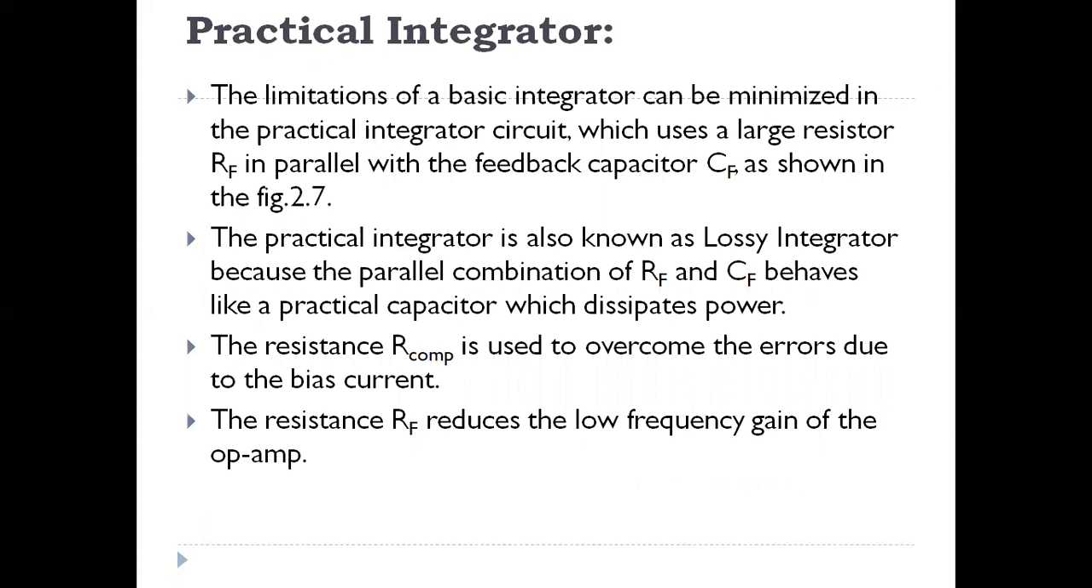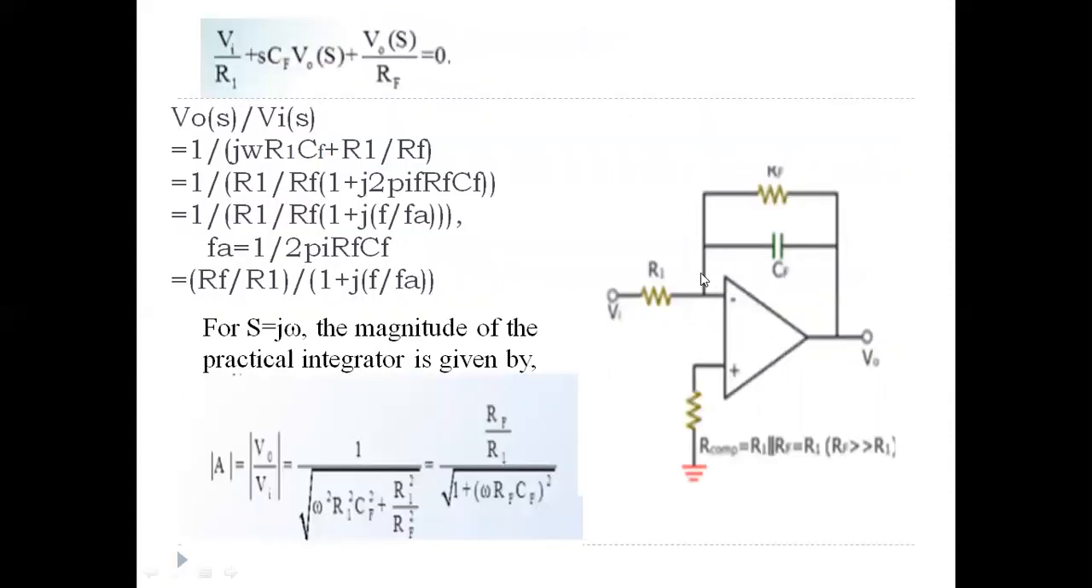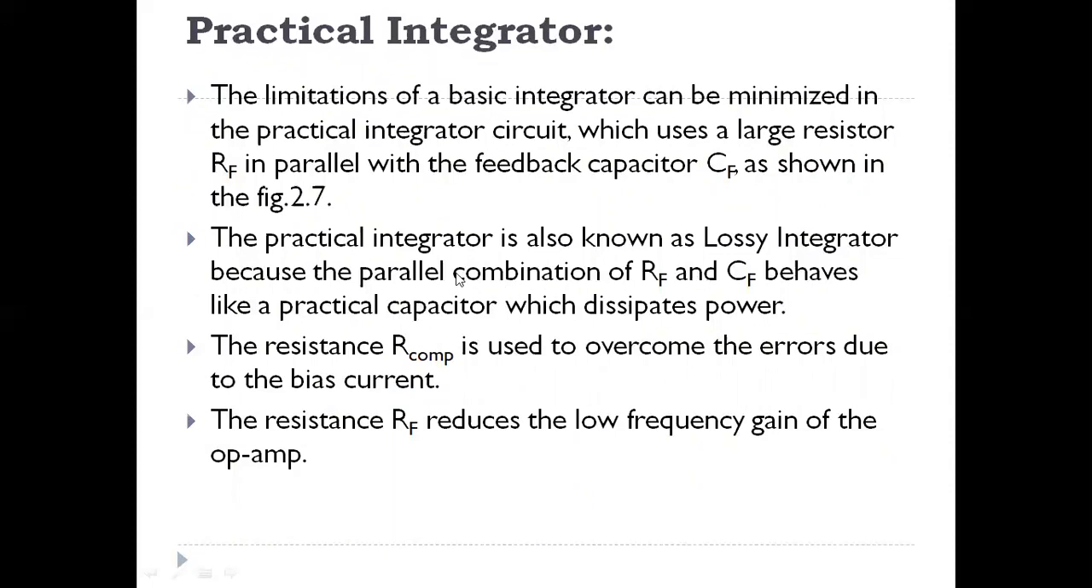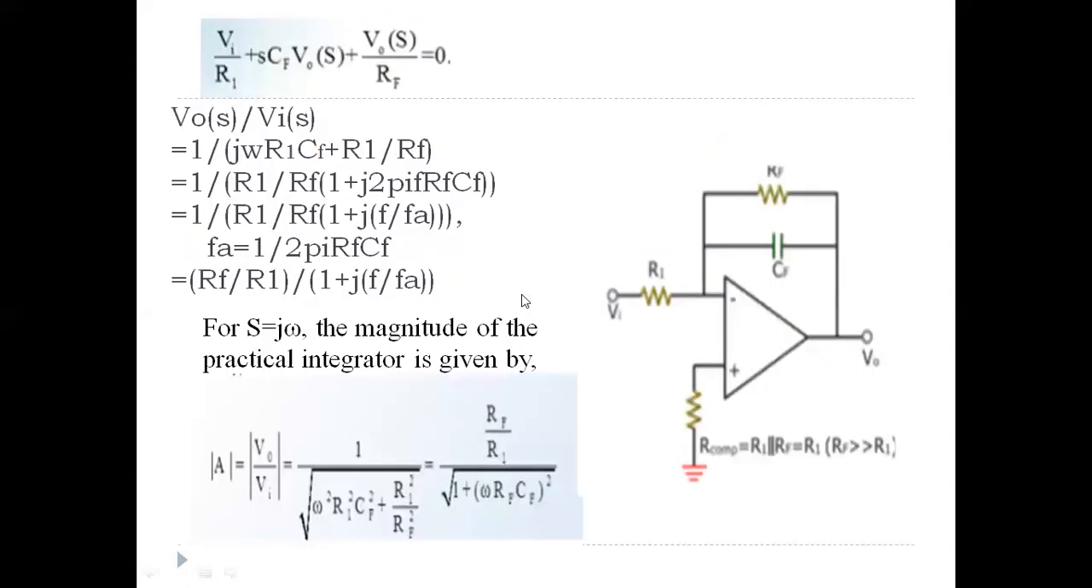And in practical integrator, we are using two more components, RF and CF, in the feedback path. So as shown in the figure. So here we have the figure. And next, this type of integrator is also known as lossy integrator. Why are we calling it a lossy integrator? Because of the parallel combination of RF and CF, we have some power dissipation. So that's why this type of integrator is known as lossy integrator.